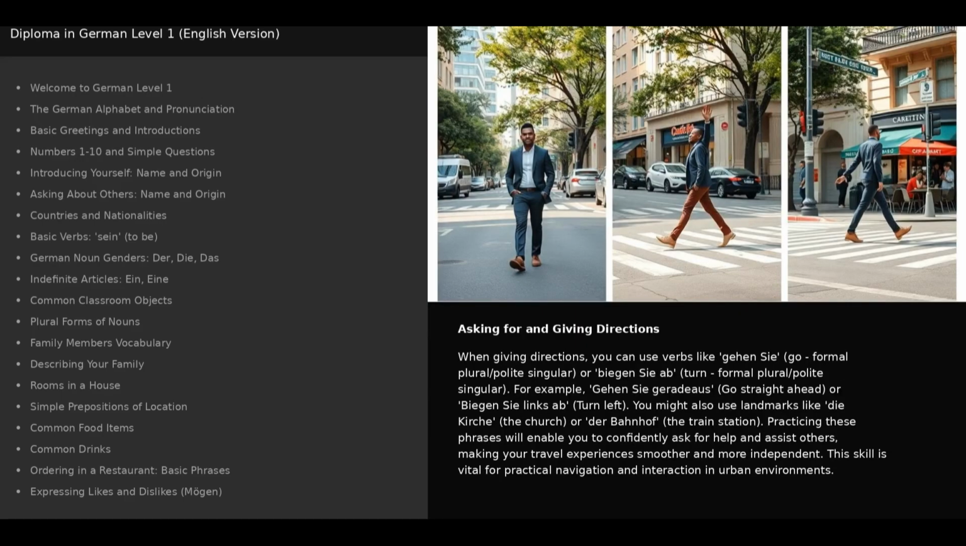When giving directions, you can use verbs like gehen Sie, go, formal plural, polite singular, or biegen Sie ab, turn, formal plural, polite singular. For example, gehen Sie geradeaus, go straight ahead, or biegen Sie links ab, turn left. You might also use landmarks like die Kirche, the church, or der Bahnhof, the train station. Practicing these phrases will enable you to confidently ask for help and assist others, making your travel experiences smoother and more independent. This skill is vital for practical navigation and interaction in urban environments.